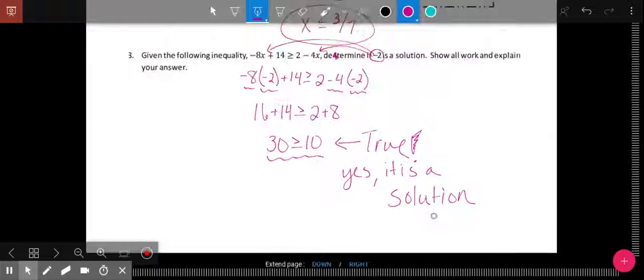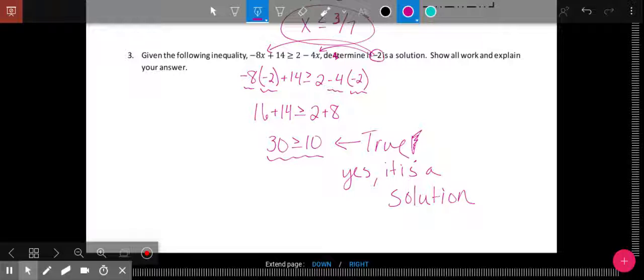Your other option would have been to solve for your variable, get x all by itself, and then plug in the negative 2 for the x. I think this way is a little bit easier just because you're going to have to substitute it in anyway, so you might as well do it at the beginning. All right, so yes, it is a solution. Now, if it had been 30 is less than or equal to 10, that definitely would have been false. Okay, so that would have been a non-solution.